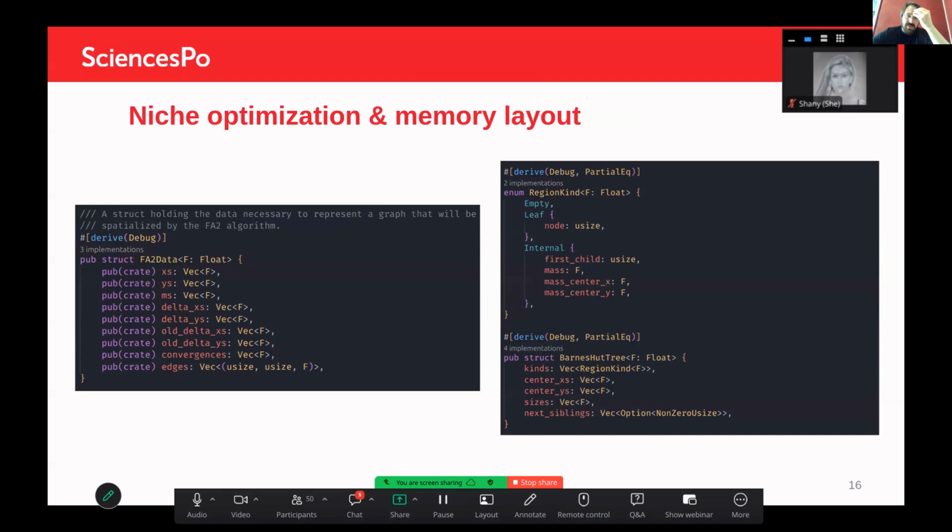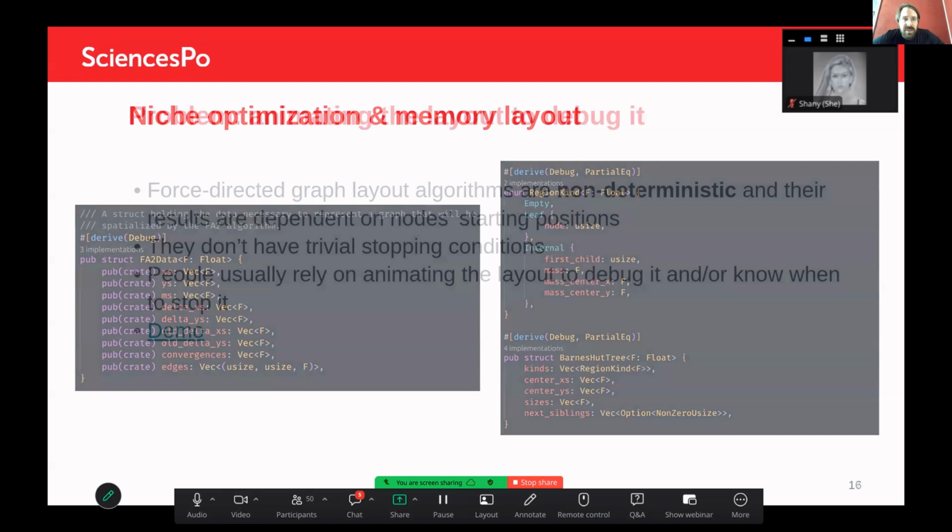Here on the right, you should see that the tree has a next sibling vector, which is an Option of NonZeroUsize. Here, I was able to leverage what Rust calls a niche optimization by reducing the size of the option. It was very good because it aligned my nodes on cache lines, and it made the whole process at least 20% faster. So this is nice to know that you can do this in Rust very easily.